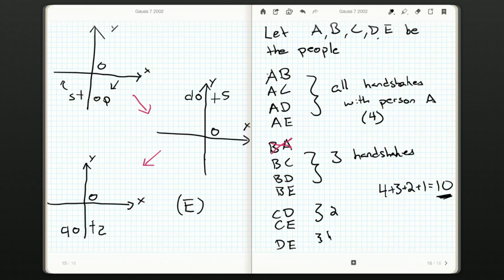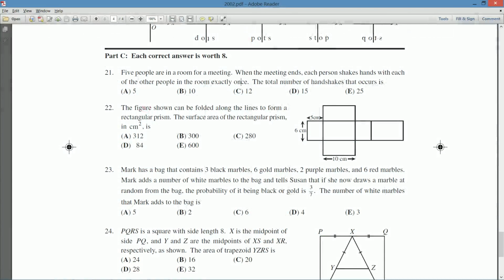And there's no duplications. We have AB, we don't have BA. We have CD, we don't have DC. Okay? We have BC, we don't have CB. There are no duplicates for a handshake. So, everyone shakes hands with everyone else. Fantastic. And there are no duplicates. Well, that's exactly what we're asking for. Each person shakes hands with each of the other people, so each of the 4 other people in the room, exactly once. So our total number of handshakes is 10, and that's going to be B.